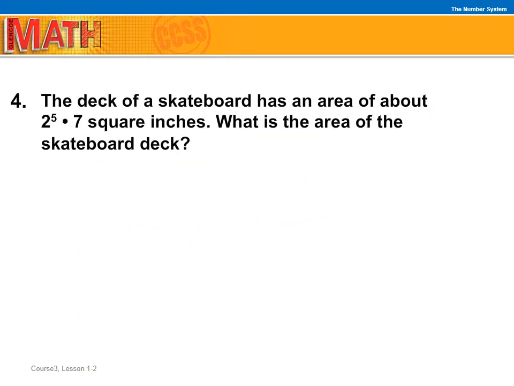A word problem for number 4. The deck of a skateboard has an area of about 2 to the 5th power times 7 square inches. What is the area of the skateboard deck? So we're trying to find the area of the skateboard deck, and we're going to take the 2 to the 5th power times 7, and that's going to give us our square inches as our area.